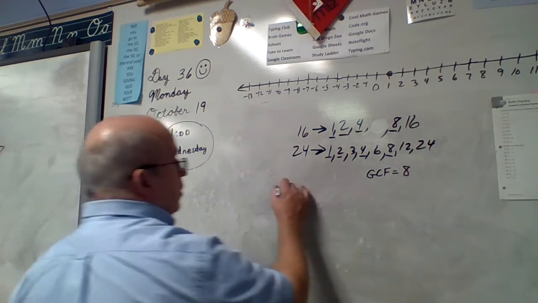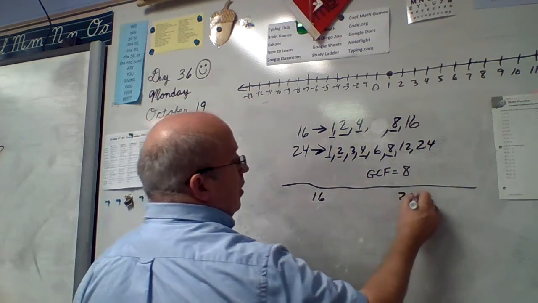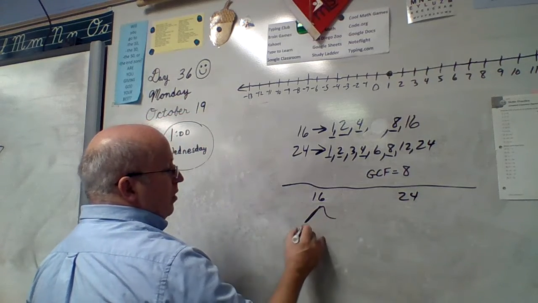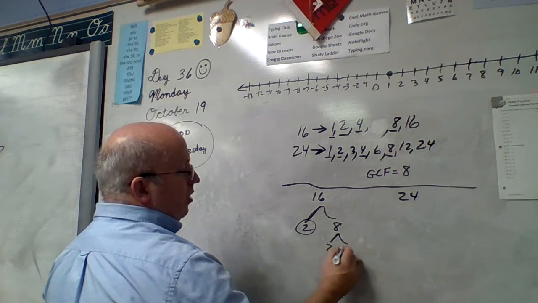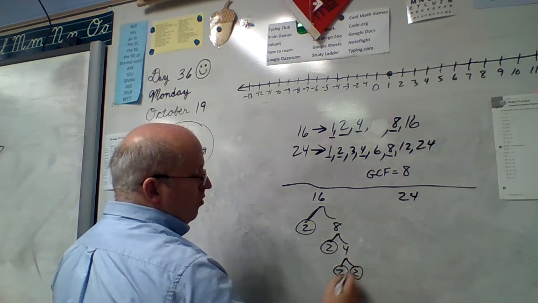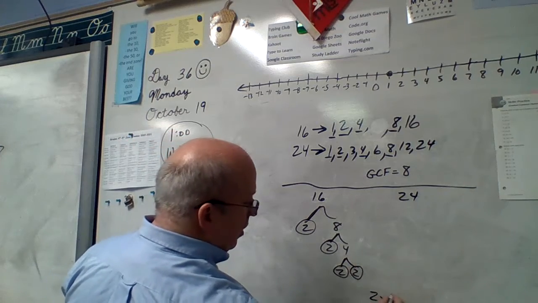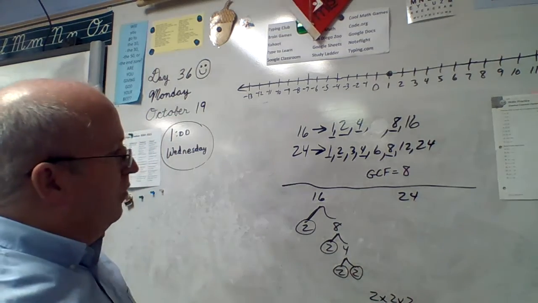Now, what about the other method, the second method? We can make factor trees. How about 2 times 8? Hey, that's prime. How about 2 times 4? Hey, that's prime. How about 2 times 2? Hey, those are prime. So 16, didn't we do this one before? I think we did. We did the 16 before.